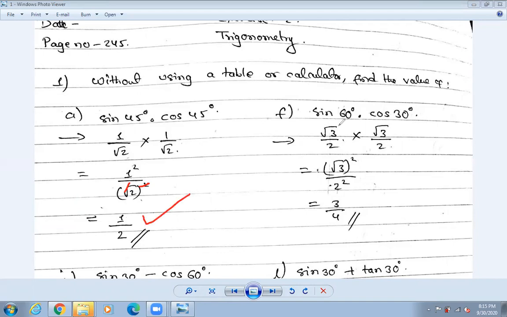Okay, number F. I got your copies. Most of the copies I have checked. Thank you so much for submitting your copies. It was well done, well written. But in case of accounts, please underline after every answer. Underline neatly. Right?